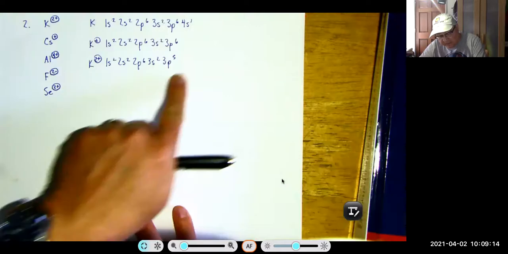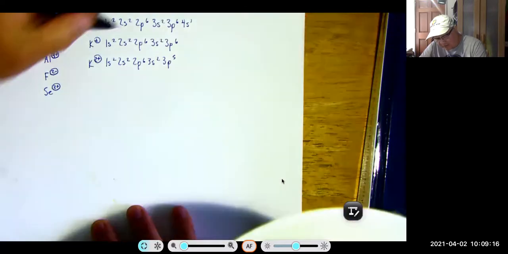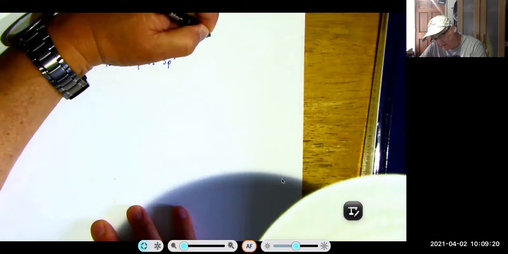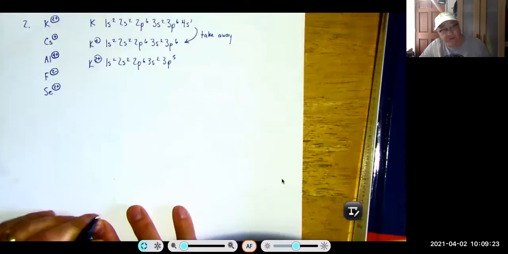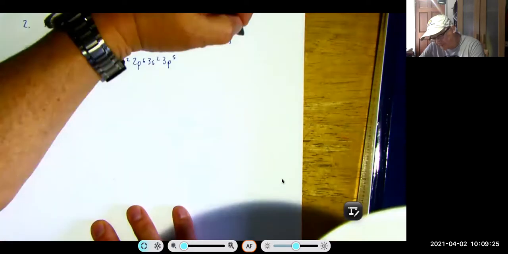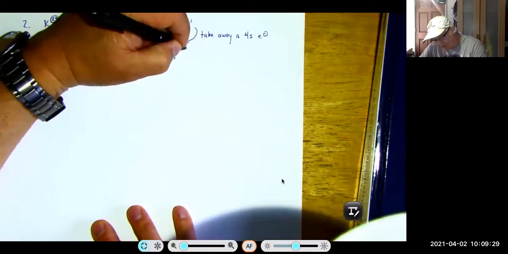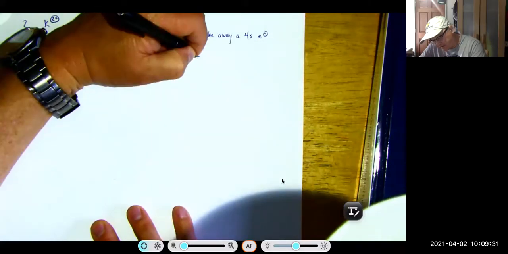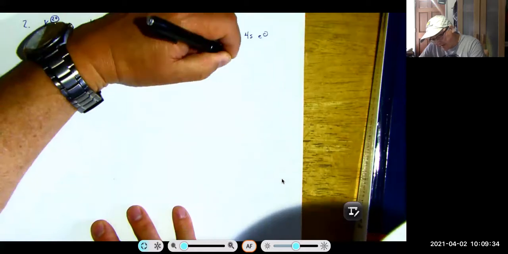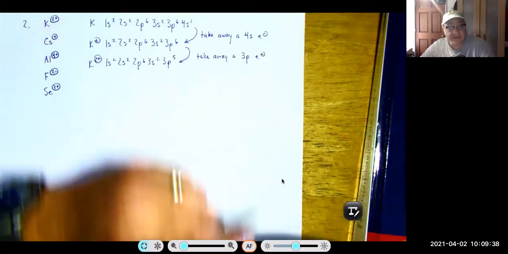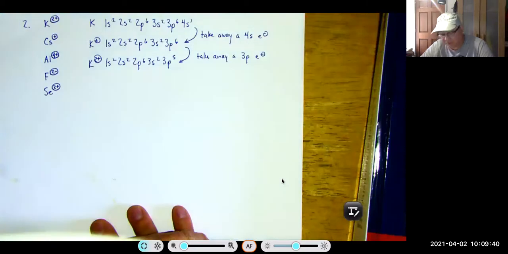So I'm going to add a little bit here. To turn this into this, we have to take away a 4s electron. And to go from here to here, we have to take away a 3p electron. Well, the difference in the amount of energy to take a 4s versus a 3p is just phenomenally different. So that's why this wouldn't happen.